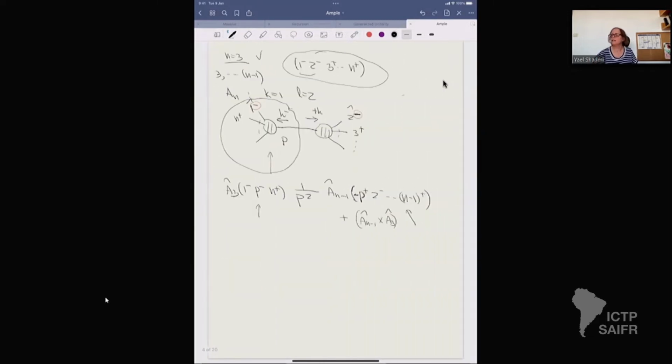Okay, so this was just one example, and as we said, using this method, we can calculate all the n-gluon amplitudes. Of course, in those cases, you'll need to consider many more factorization channels, and things are going to be a little more complicated.